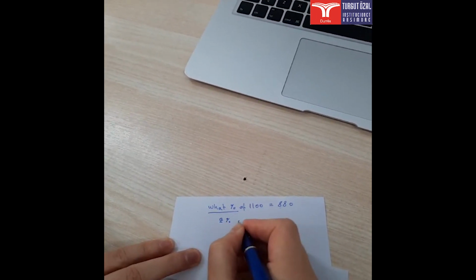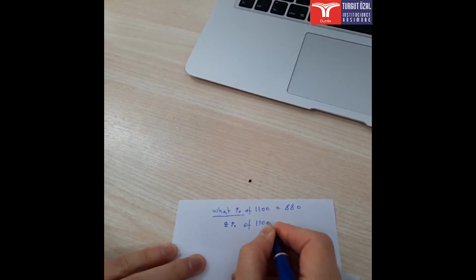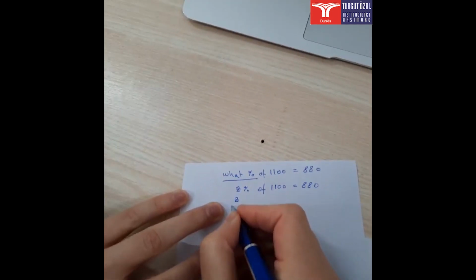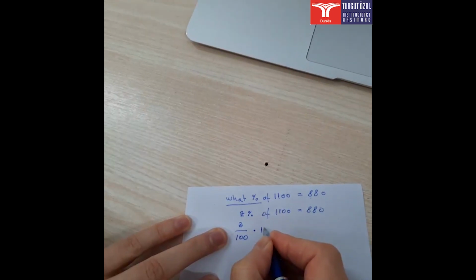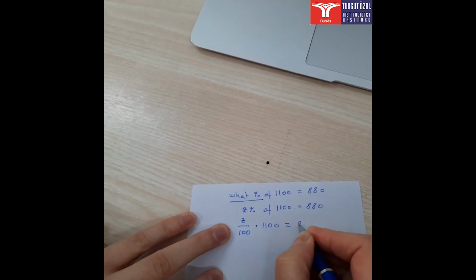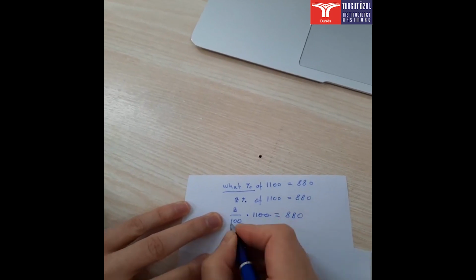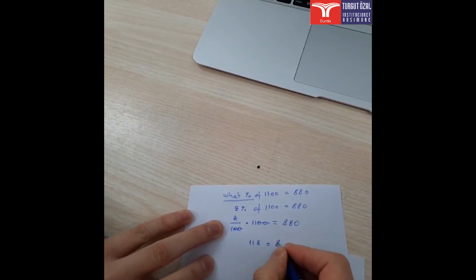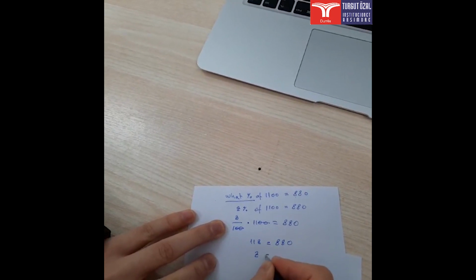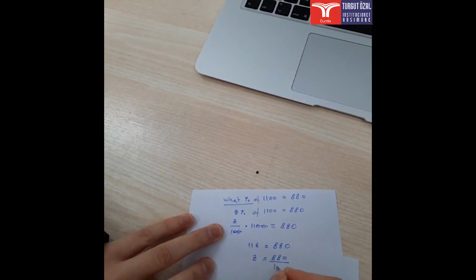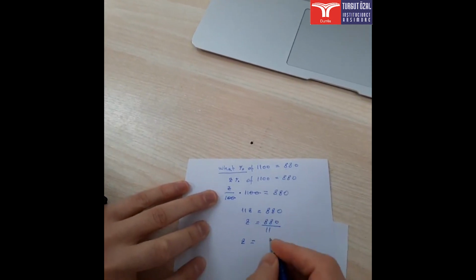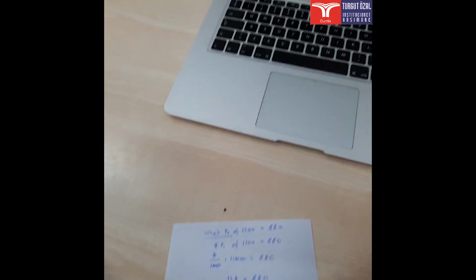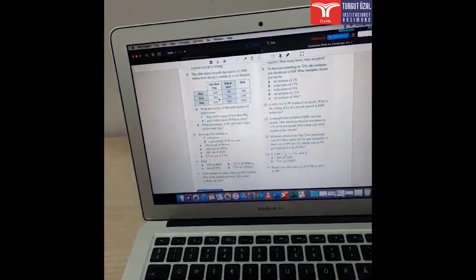So Z percent of 1100 is equal to 880. It means Z over 100 times 1100 is equal to 880. Again, if we perform the operations, we'll have that 11Z is equal to 880, which means Z is equal to 880 over 11. So Z is equal to 80%. 80% of the girls had a mass of less than 4 kilograms.